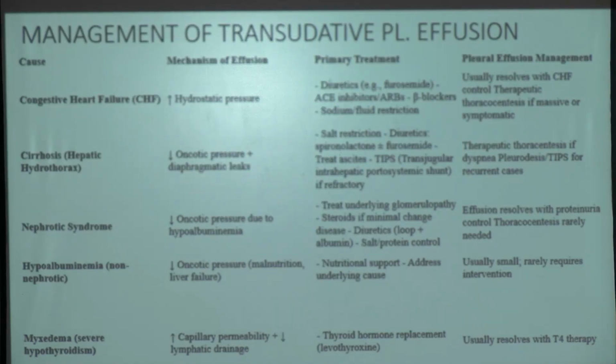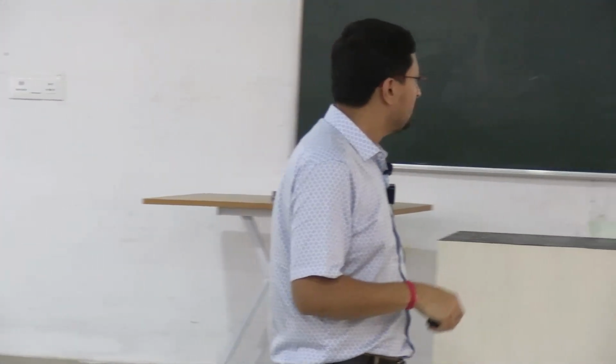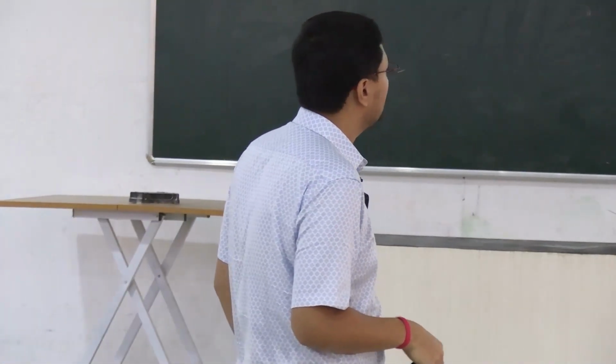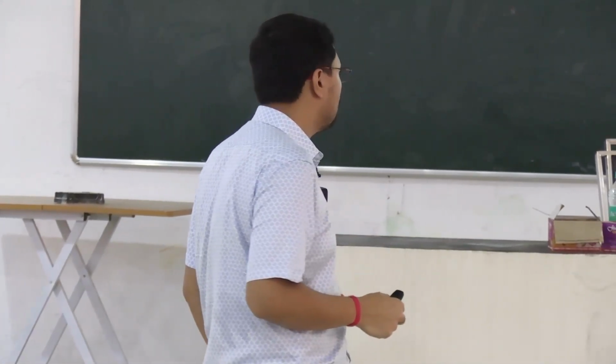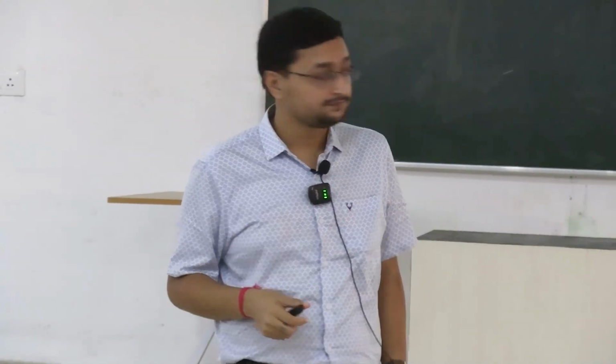Hepatic hydrothorax: just treat the ascites, treat the liver disease, then it may spontaneously disappear with diuretics, spironolactone, and salt restriction as well. Nephrotic syndrome: treat the underlying glomerulonephritis, give steroid if any nephrotic syndrome, minimal change nephrotic syndrome.